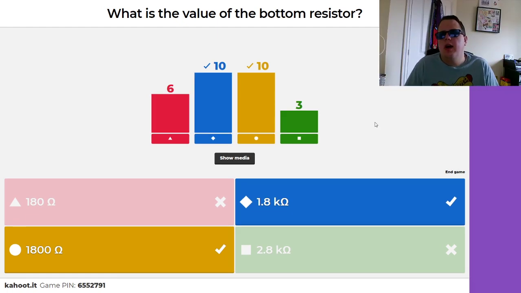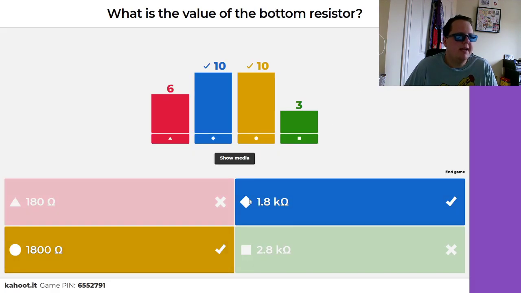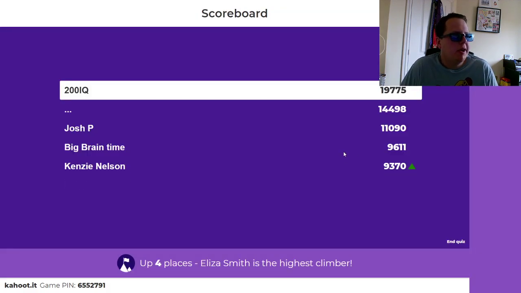Okay, yeah, so well done to those people who got those two right. So 1.8 and 1800. So yeah, it's brown giving 1, grey giving 8, red 2, so 18 times by 100, 1800 or 1.8 kilo ohms. All right, well done, Eliza Smith, up 4 places. Well done, Kenzie Nelson, back into the top 5.